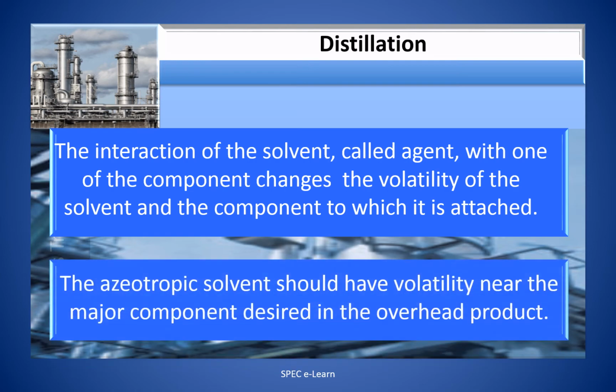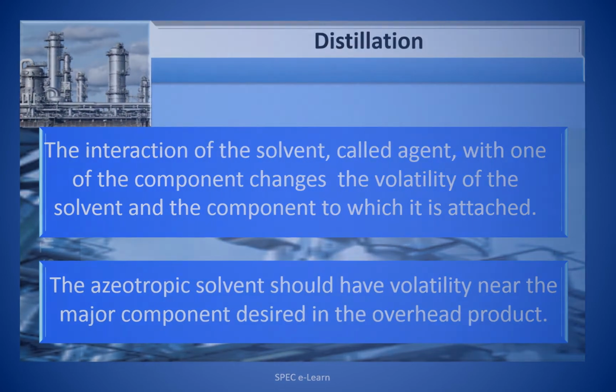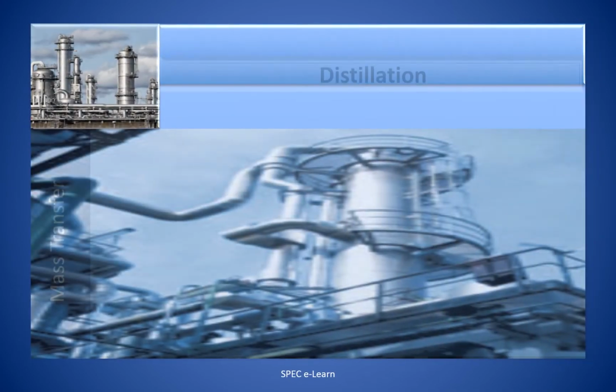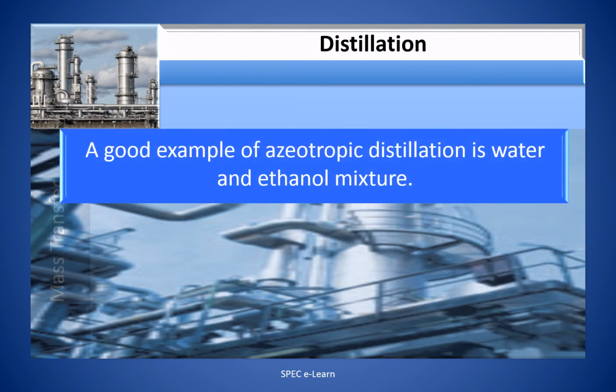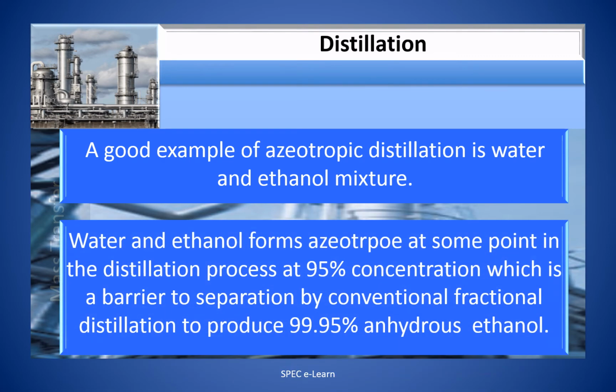The azeotropic solvent should have volatility near the major component desired in the overhead product. A good example of azeotropic distillation is water and ethanol mixture separation. Water and ethanol form an azeotrope at some point in the distillation process at 95% concentration, which is a barrier to separation by conventional fractional distillation to produce 99.95% anhydrous ethanol.